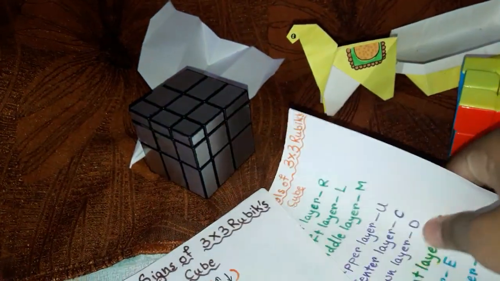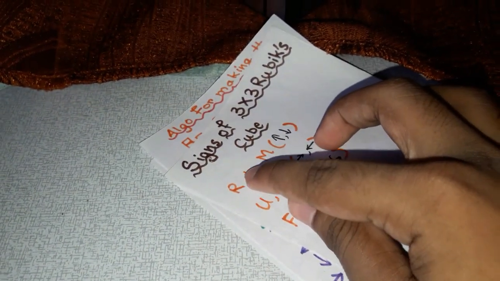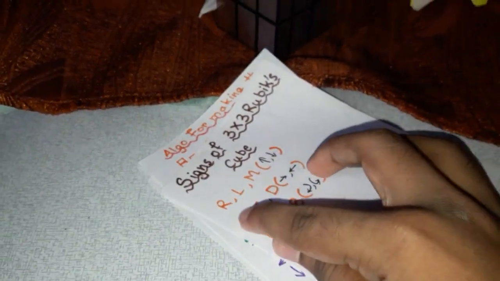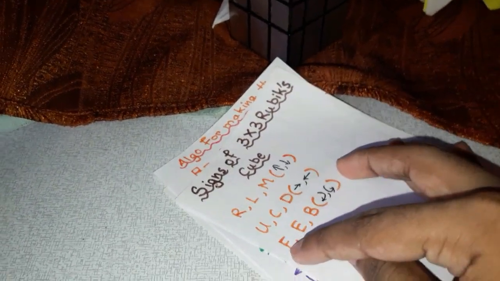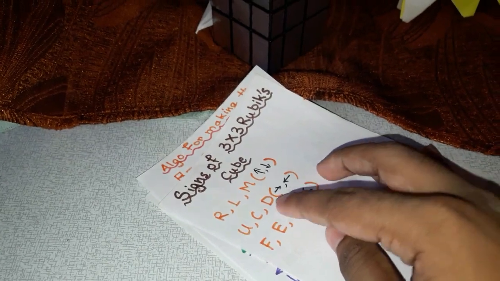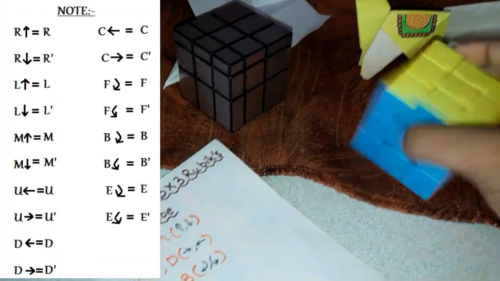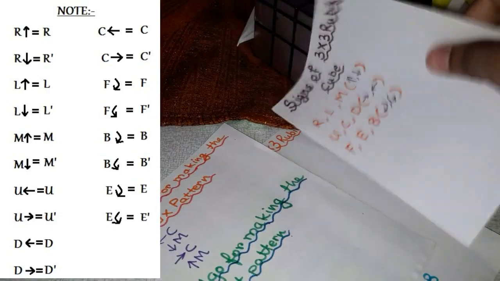Now let us see some basic notations. We use upward and downward arrows for right, left and middle layers. For upper, center and D layers we use forward and backward arrows. And for F, E and back layers we use clockwise and anti-clockwise arrows. Okay, have you understood? I think so.